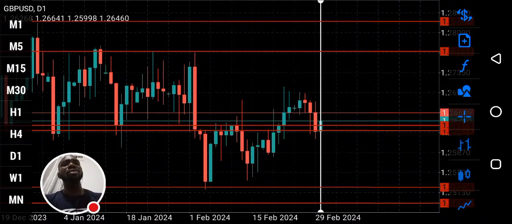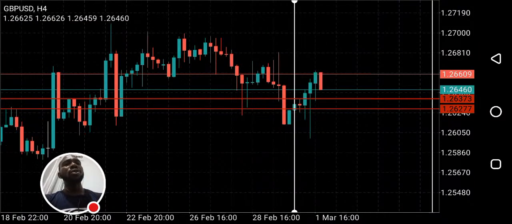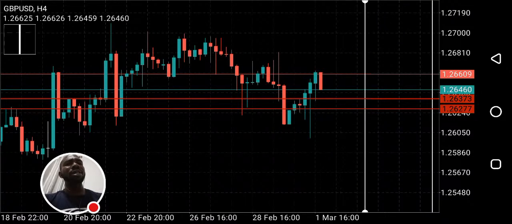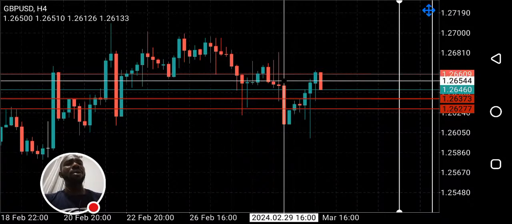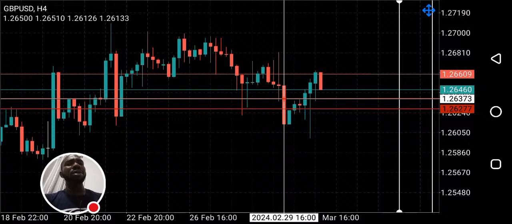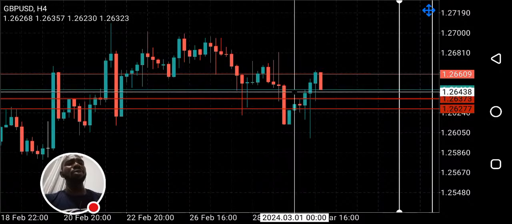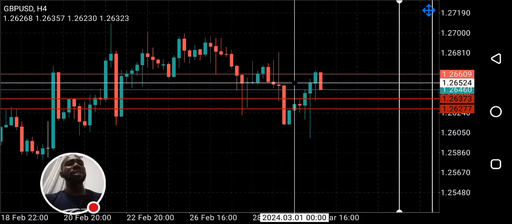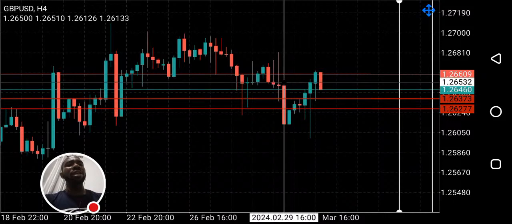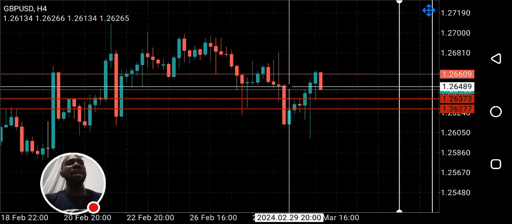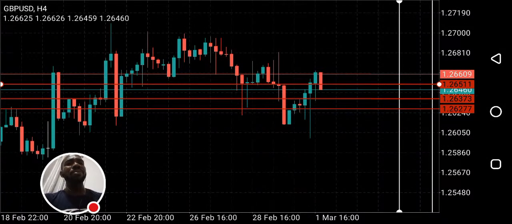So let's go down to 4 hours to see the pattern we have on. So you can see the pattern we have on 4 hour time frame. Can you see this? On 4 hour, we had this bearish candle that formed before this bullish candle. Okay, this is a Marubozu candle. This is a bullish reversal candle. And you can see price has closed above the high of this candle on 4 hour.